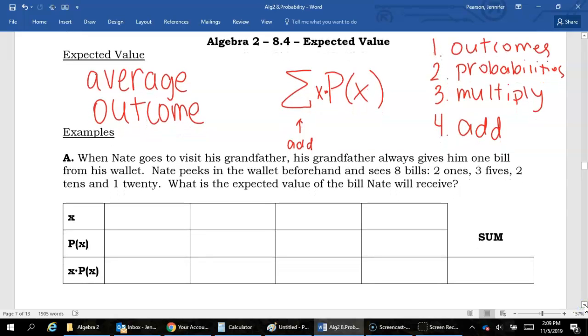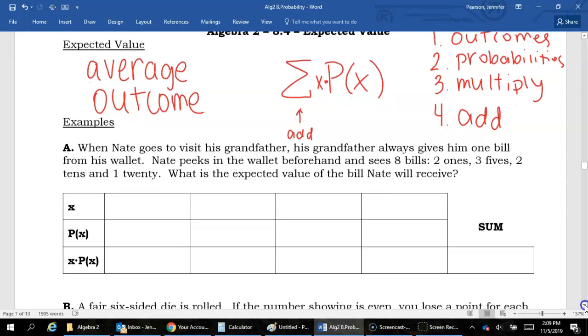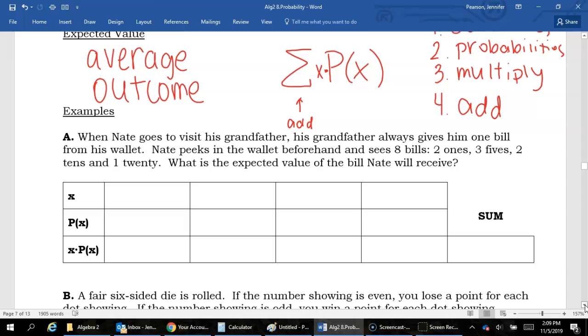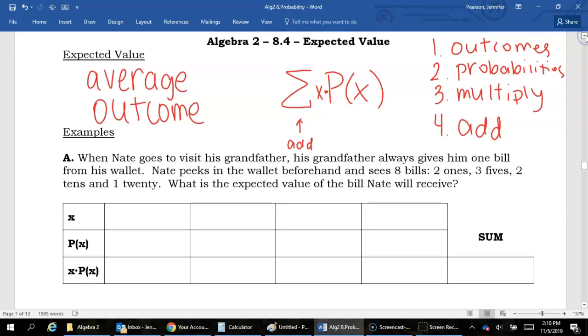Example A reads, when Nate goes to visit his grandfather, he always gives him 1 bill from his wallet. Nate peeks in the wallet beforehand and sees 8 bills: 2 1s, 3 5s, 2 10s, and 1 20. What is the expected value of the bill Nate will receive?